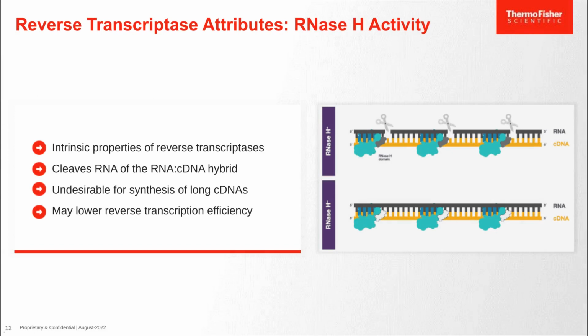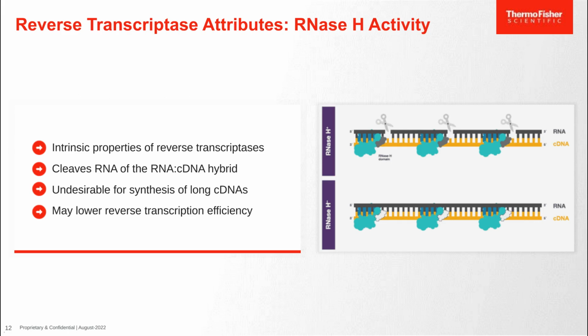First, let's take a look at the RNase H activity of reverse transcriptases. Natural or wild-type reverse transcriptases have RNase H activity, which will degrade RNA in the RNA-cDNA hybrid. This is shown here in the top figure. When we need to synthesize long cDNA, this activity is detrimental because it can cleave off RNA too early and result in truncated cDNA. In addition, RNase H activity may reduce enzyme efficiency because it can potentially compete with polymerase activity.